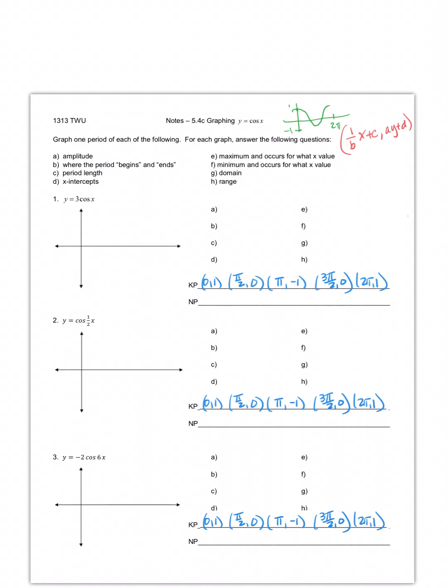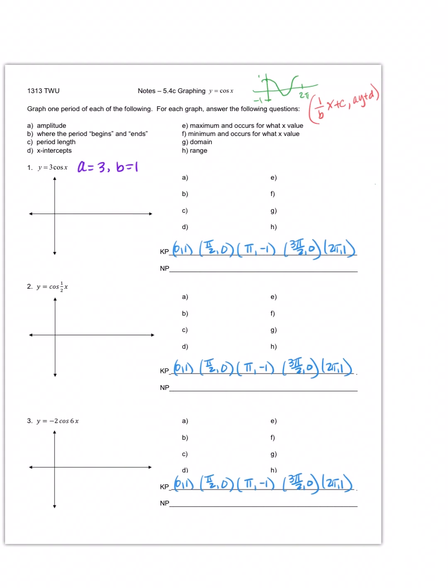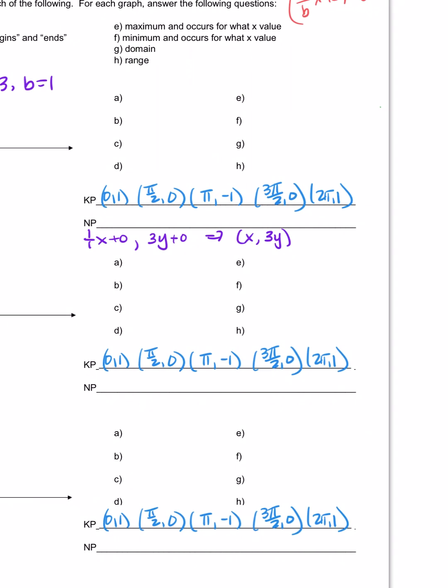So let's just start with number 1. If I look at my equation, I'm going to notice that a is 3 and b is 1. So this should be a pretty simple one to transform. It's 1 over 1x plus 0, because c is 0, and then 3 times y plus 0. So what really is going to happen: x stays the same, and we're just multiplying y by 3. That's all we're going to do. So let's apply our points. Let's get our new points.